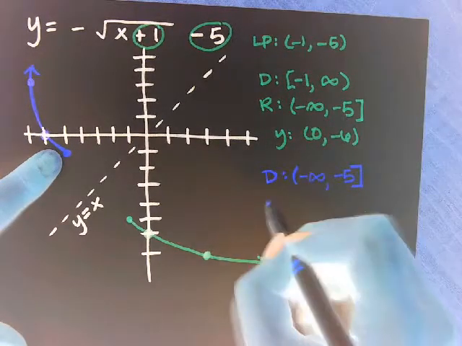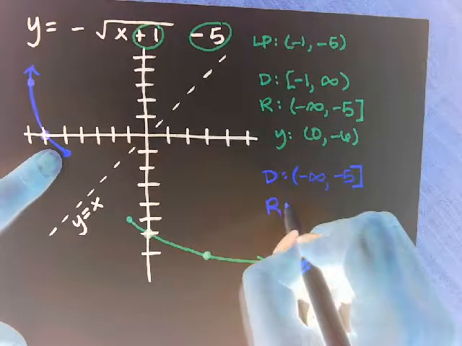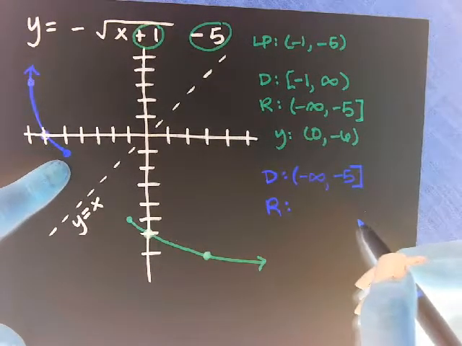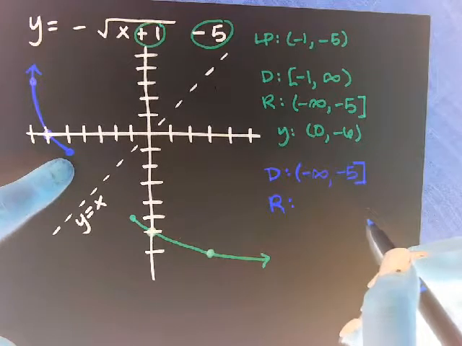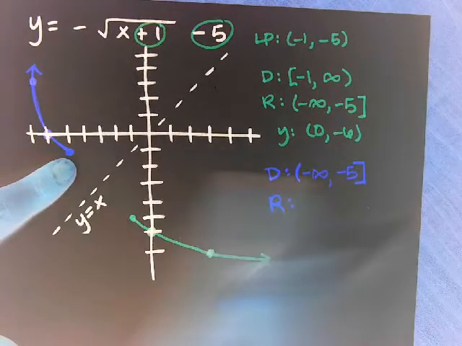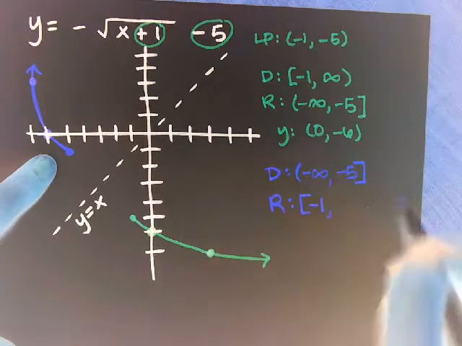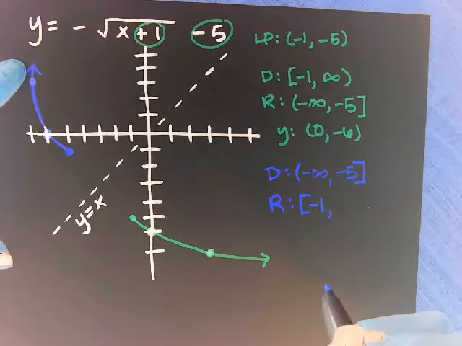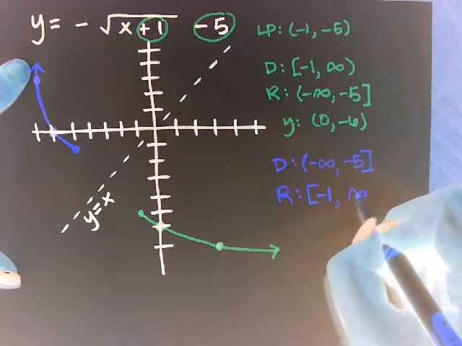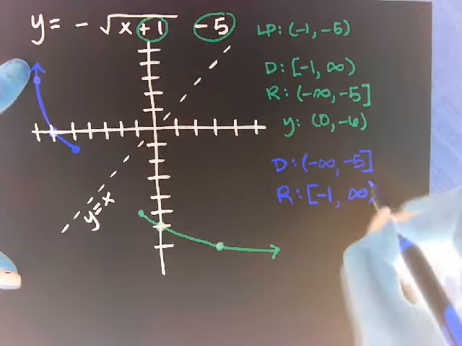Okay, let's go ahead and do the range. So we're looking at how far down the graph goes to how far up it goes. What's the very furthest down? -1. Okay, and then how far up does it go? +infinity.